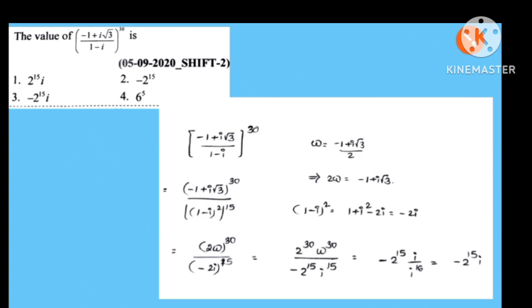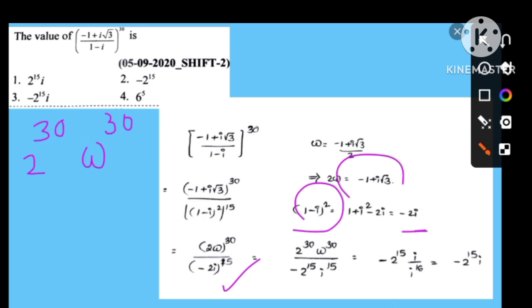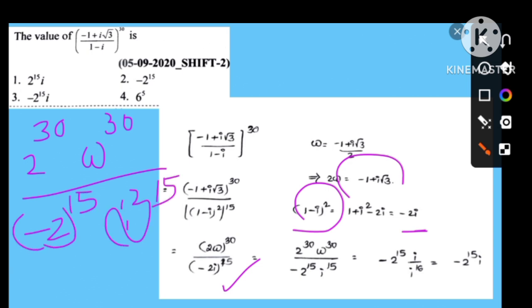Already, first you take these two values. -1 + i√3 is equal to 2ω, and (1 - i)^2 is equal to -2i. Replace the values, so separate the power here: 2^30 ω^30 by (-2)^15 i^30... okay. So 2^30 into ω^30, where ω^30 is equal to 1. Okay. ω^3 is equal to 1, which means ω^30 is equal to 1.